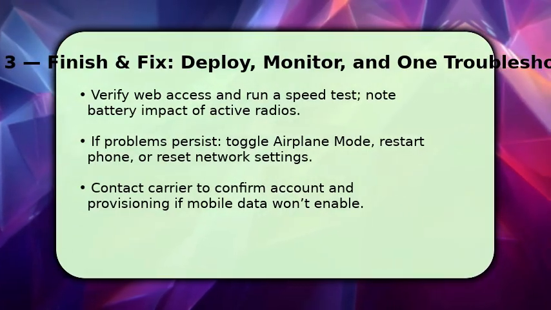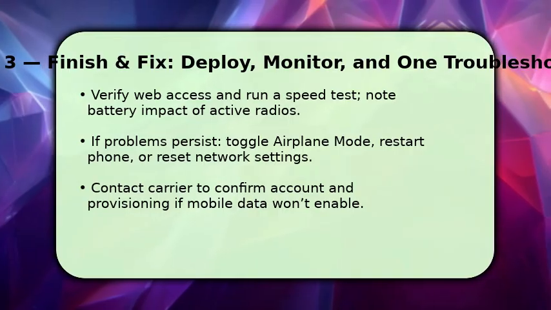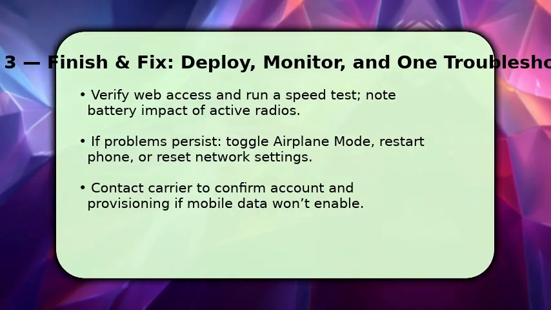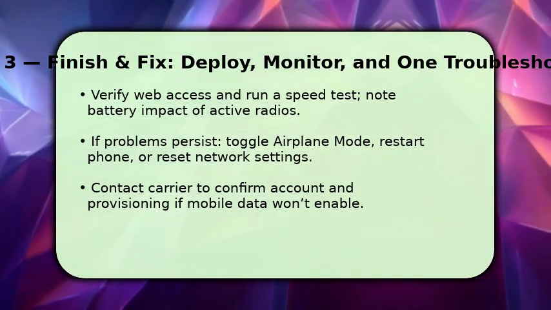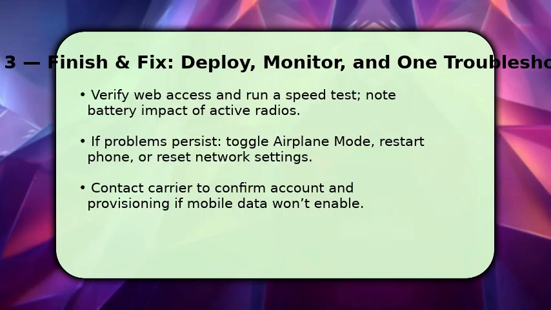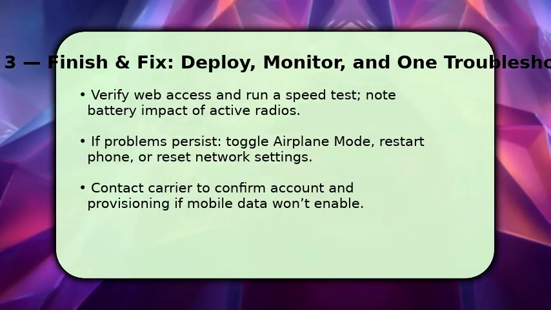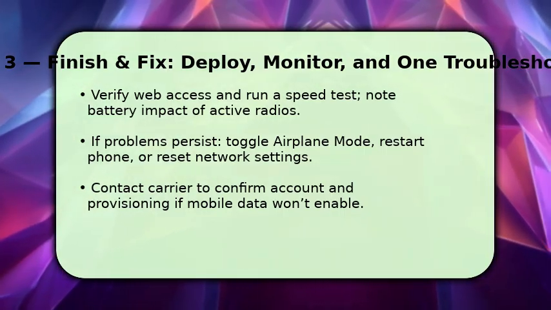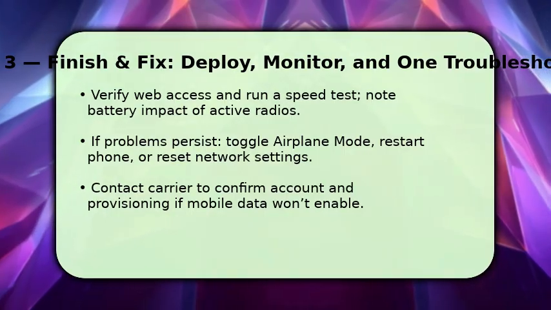If things go wrong, first toggle airplane mode off and on, then restart the phone. If that fails, reset network settings to clear APN and VPN remnants. And if mobile data still won't come back, contact your carrier to check provisioning and account restrictions.